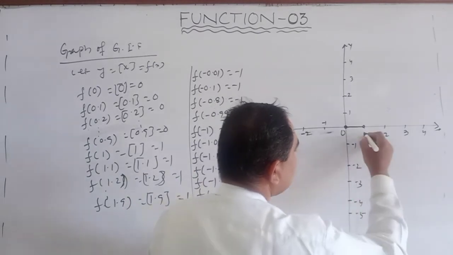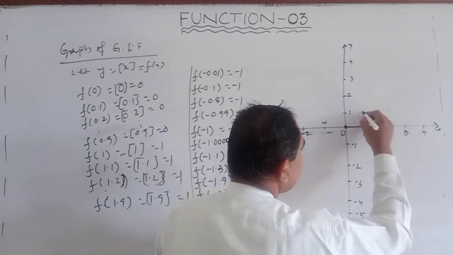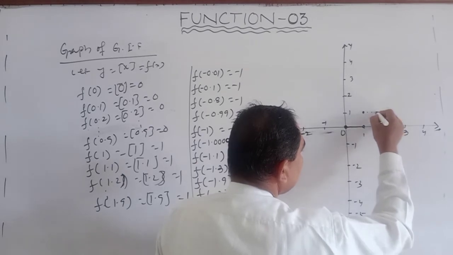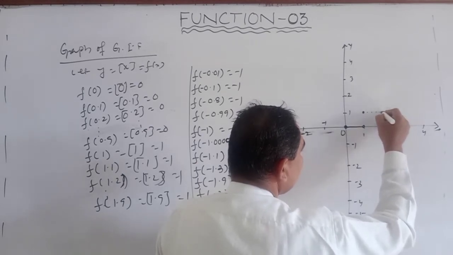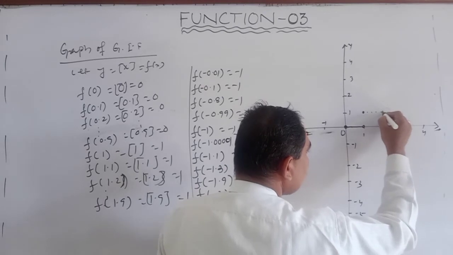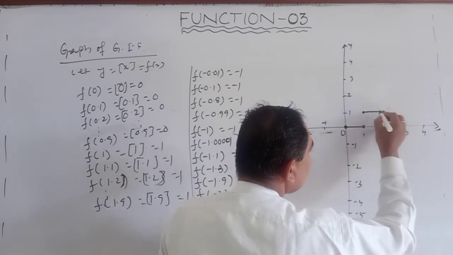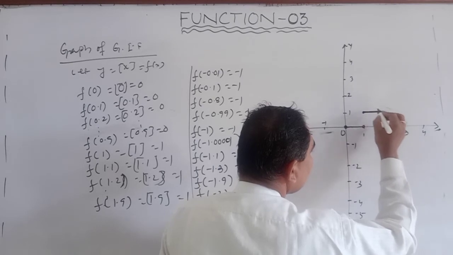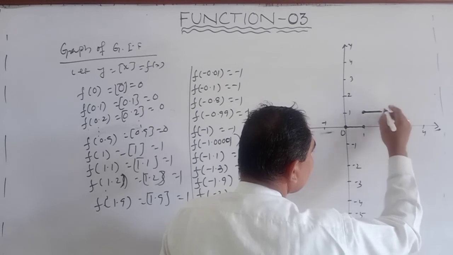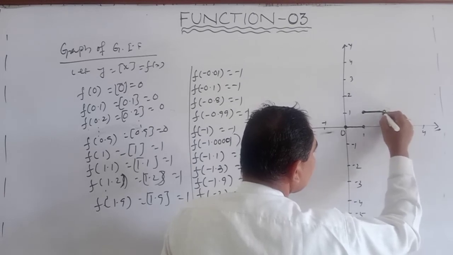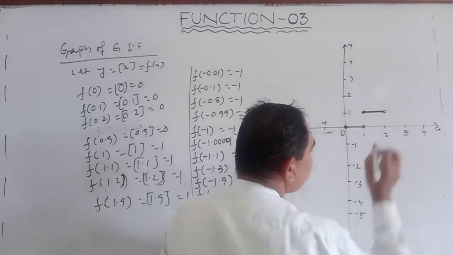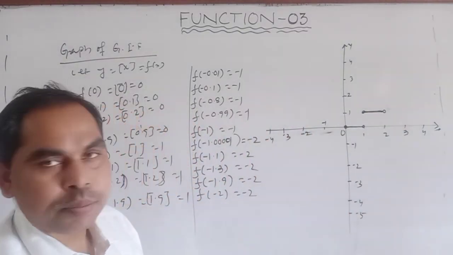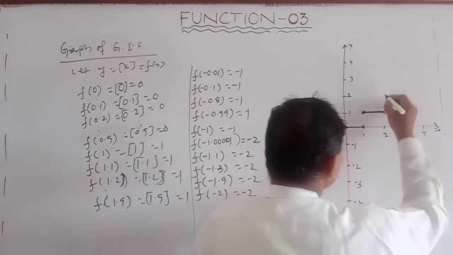Next, when x is equal to 1, y is equal to 1. When x is equal to 1.1, y is equal to 1. x is equal to 1.2, y is 1. x is equal to 1.3, y is equal to 1. x is equal to 1.9, y is equal to 1. x is equal to 2, y is equal to 2. So it does not touch 2. Okay.